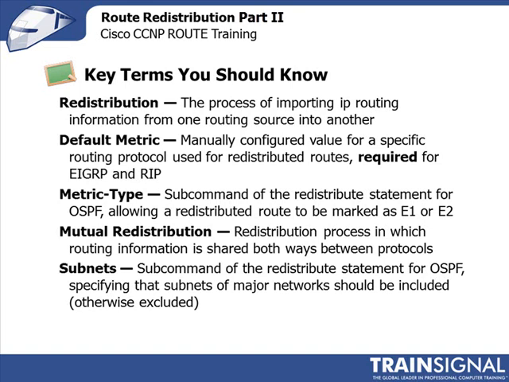Mutual redistribution is the process in which routing information is shared both ways between protocols, as opposed to one-way redistribution. And then subnets is a subcommand of the redistribute statement for OSPF, specifying that subnets of major networks should be included. Otherwise, you end up only importing major network numbers.